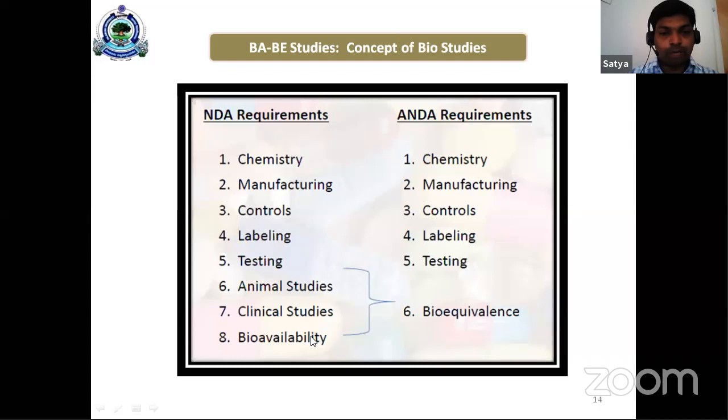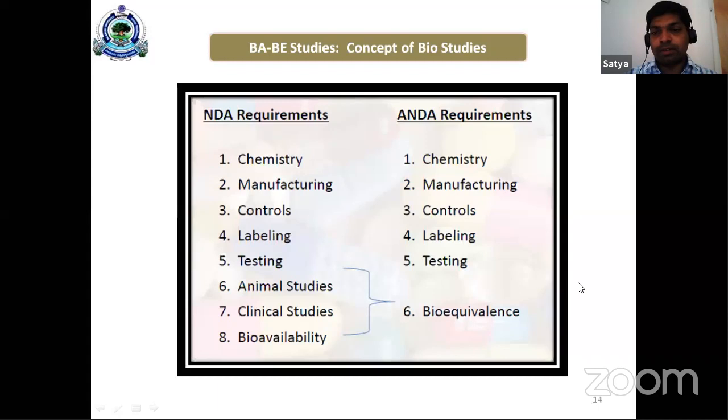Whereas in conducting BAB studies, the formulation development will be there definitely, but you need not again perform animal studies. You need not go through all the phases like phase 1, phase 2, phase 3, phase 4. You just show the equivalence against the RLD molecule, then you can market. This is a simple concept in bioequivalence.